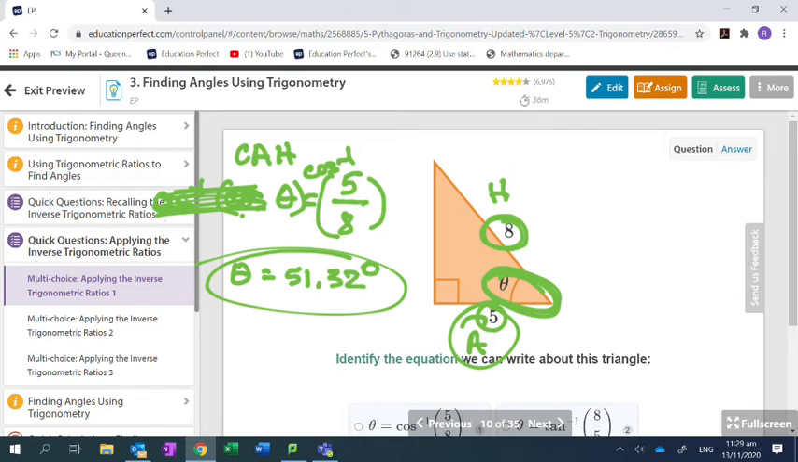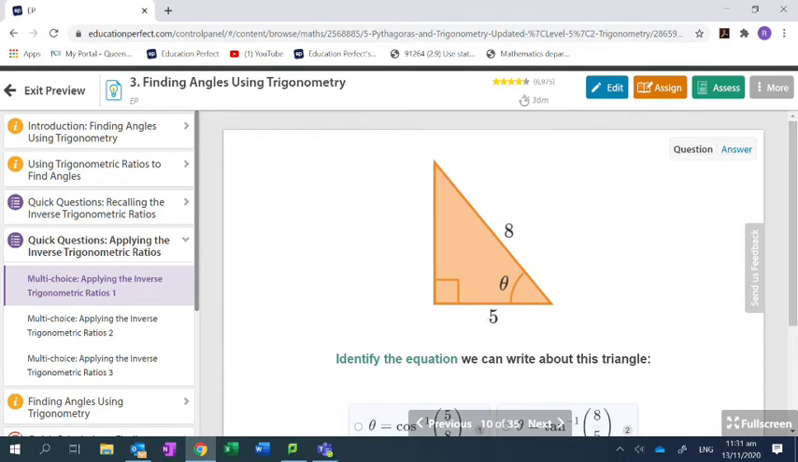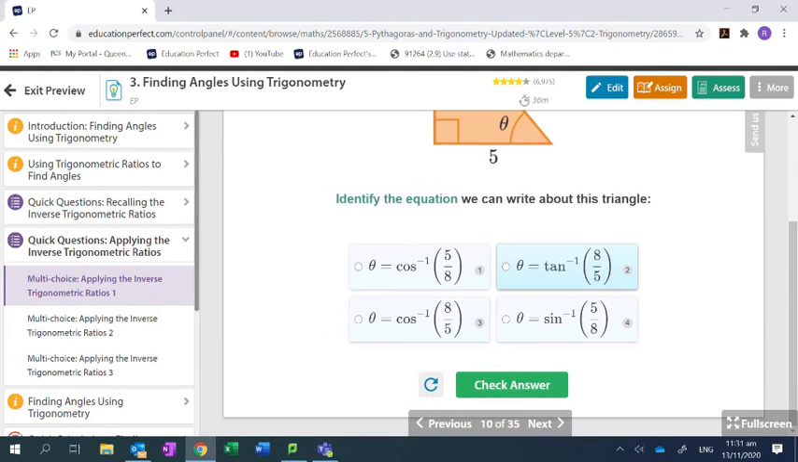Okay? Now, for this one, they're writing. What did we do to figure this out? Which one did we use?